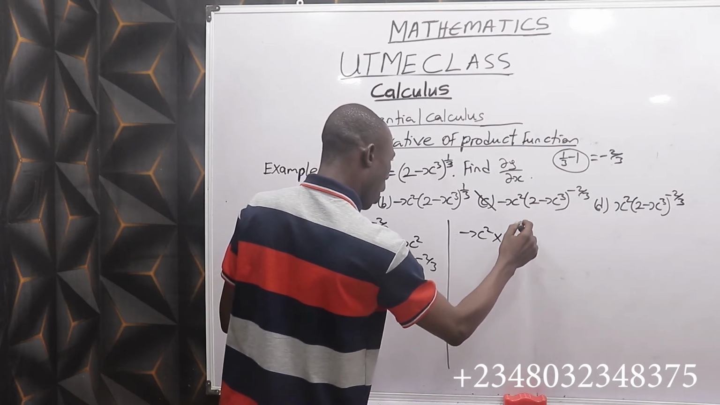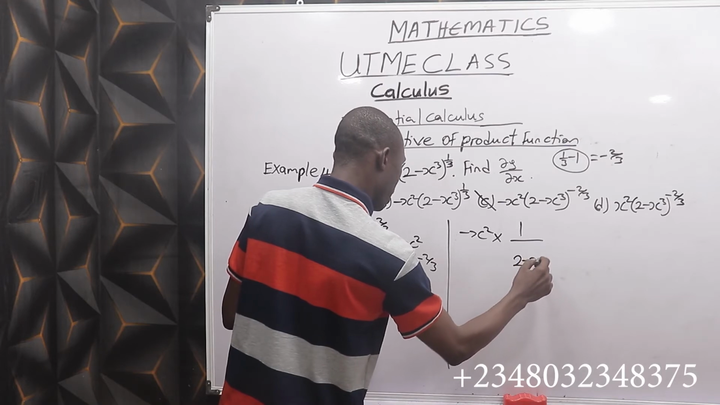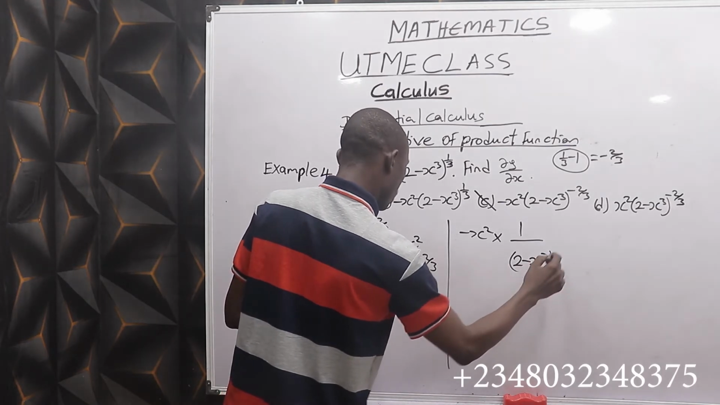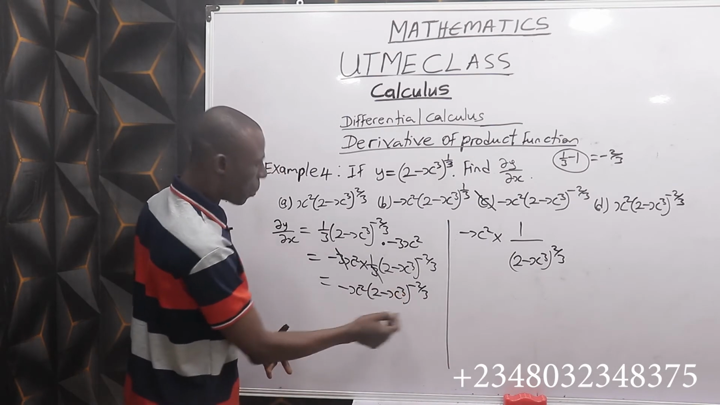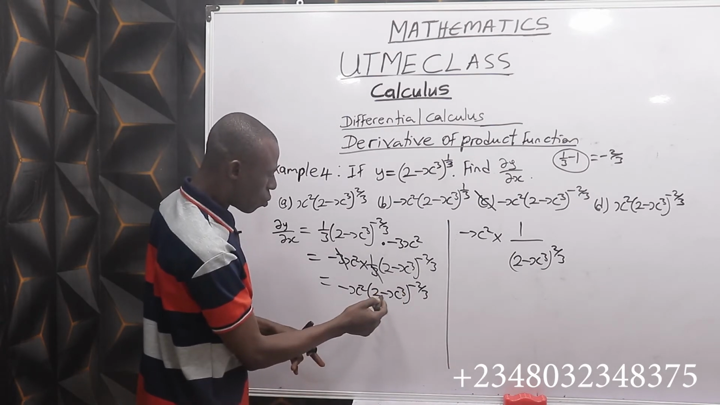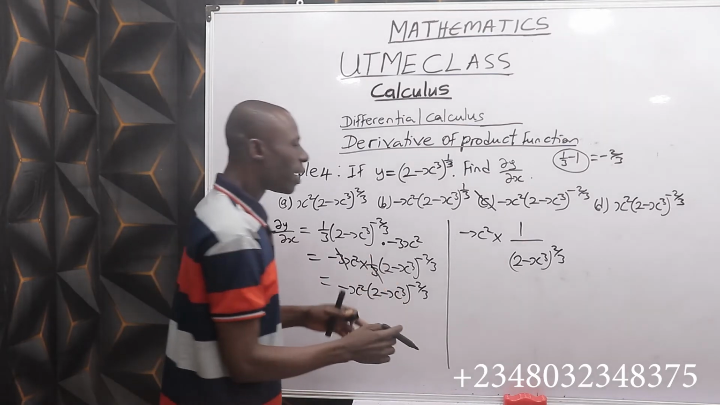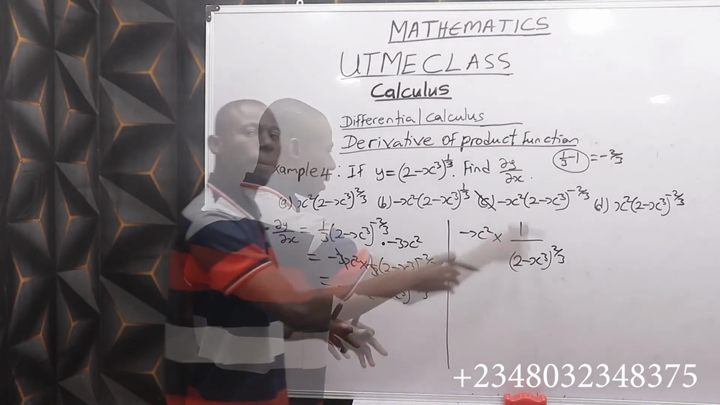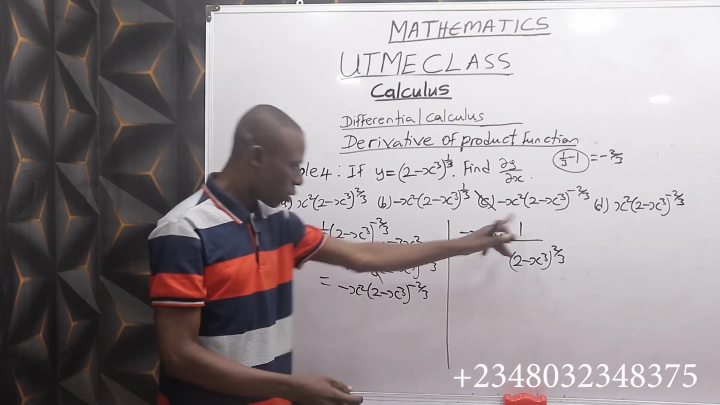times 1 over 2 minus x raised to power 3 raised to power 2 over 3. I represent this 2 minus x raised to power 3 in brackets all raised to power negative 2 over 3 as in positive index like this. Do you understand what I have just done here?